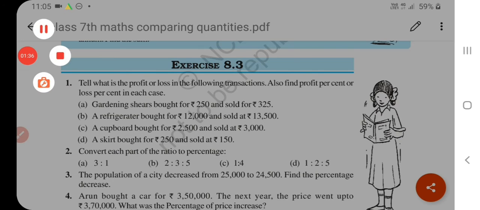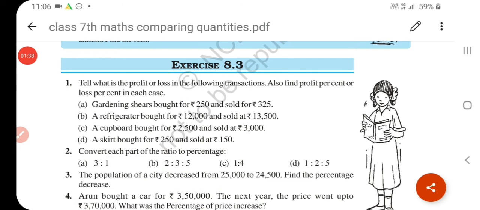Okay, understand? The unit of both the quantities must be the same while calculating one quantity as a percentage of another quantity. So students, when we want to find a percentage, the unit of both the quantities must be the same while calculating one quantity as a percentage of another quantity. Okay, so remember this thing.